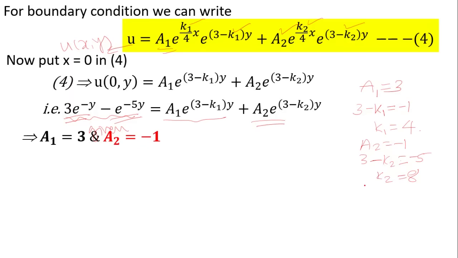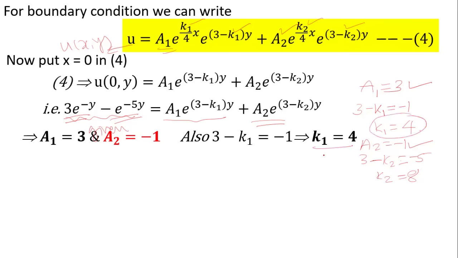Look at here. A1 is equal to 3. मिला A1 is equal to 3. A2 is equal to -1. Is that clear? And also K1 is equal to 4. मिला K1 is equal to 4 and K2 is equal to 8. Is that clear? So ये हो गया K2. Understand? Now substituting this value of A1, A2, K1, K2 in equation 4.